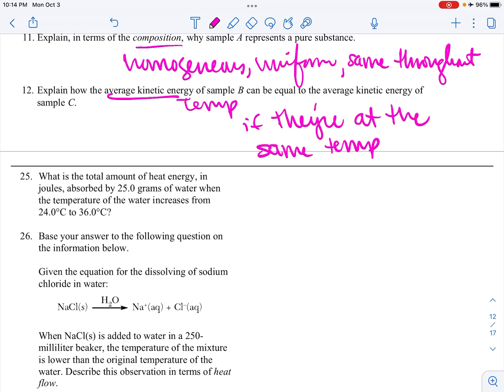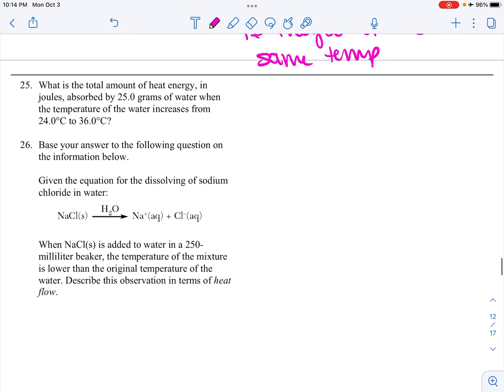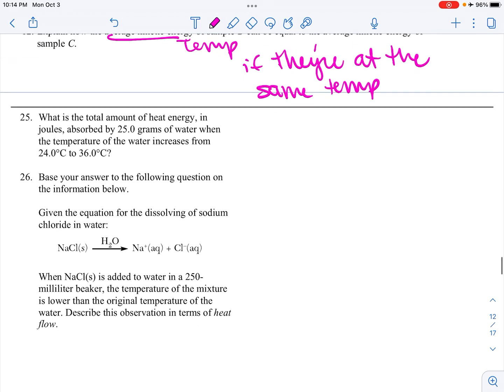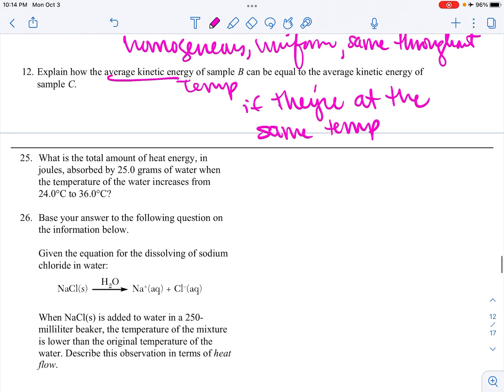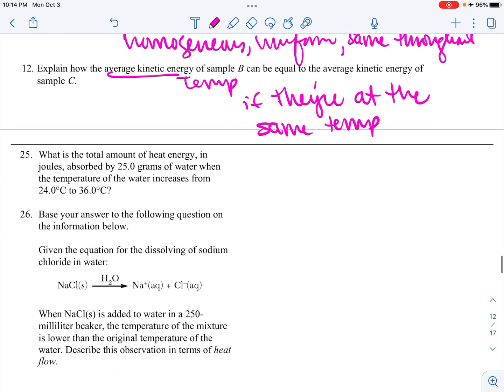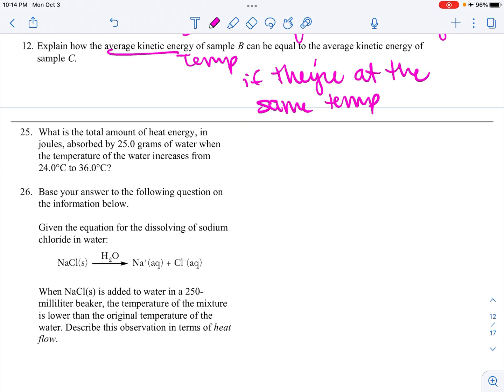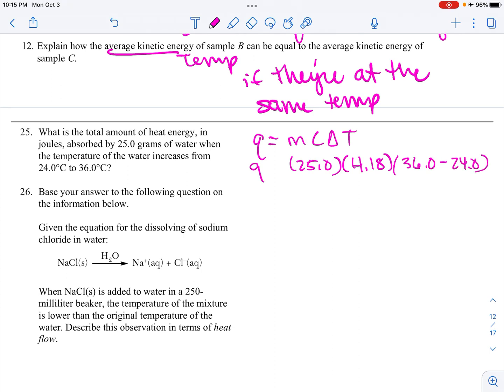What is the total number of... that's the other thing. I guess I put it in the wrong order. Well, anyways, I guess we could do this anyway. Q equals MC delta T. Mass is 25. Specific heat of water, 4.18. Find that on the front of the reference table. T final minus T initial. And you solve it.